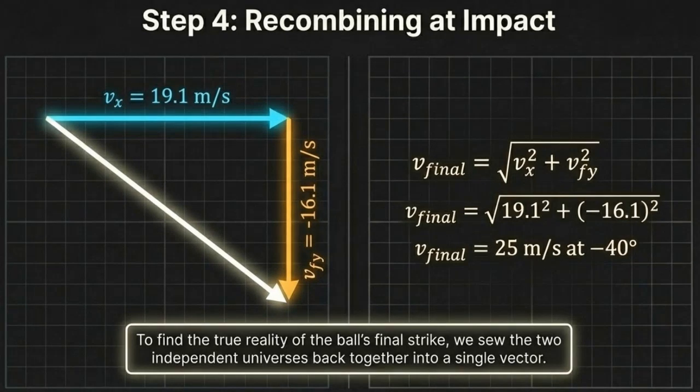Now, to understand the ball's final velocity at impact, we combine the horizontal and vertical components into one vector. The horizontal speed is 19.1 meters per second, and the vertical speed is negative 16.1 meters per second, indicating direction downwards. Using the Pythagorean theorem, we calculate the final speed by taking the square root of the sum of the squares of these components. This gives us a speed of 25 meters per second, moving at an angle of 40 degrees below the horizontal. This step shows how these two independent motions come together to give the true motion of the ball when it strikes.